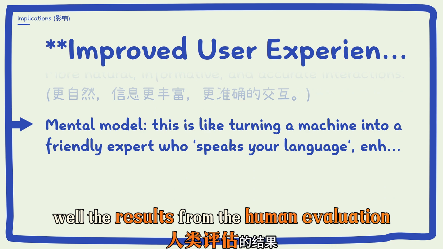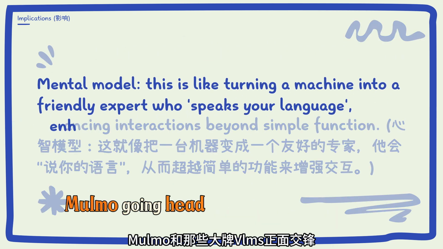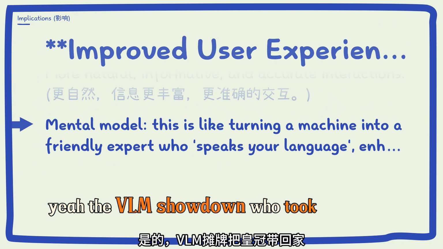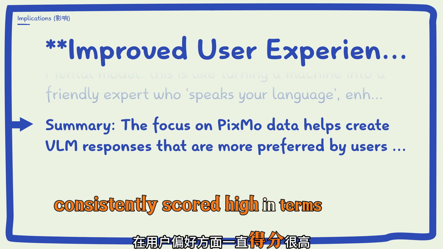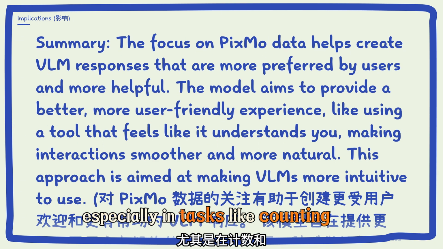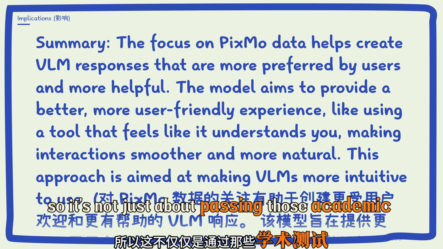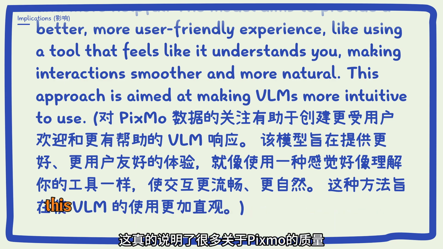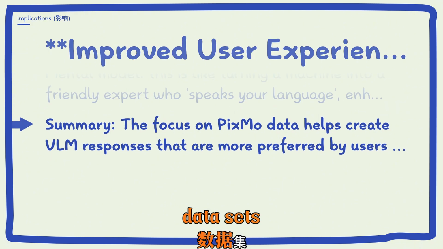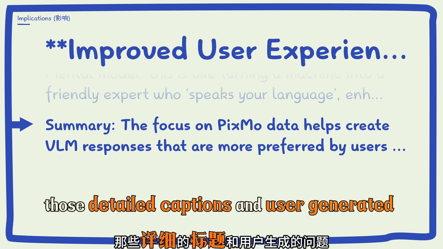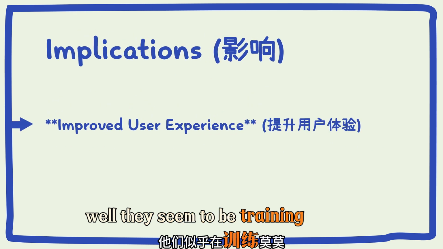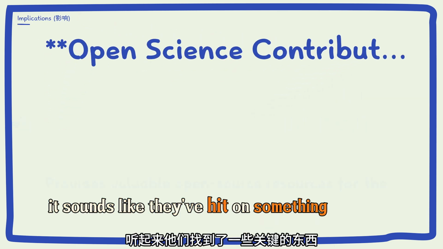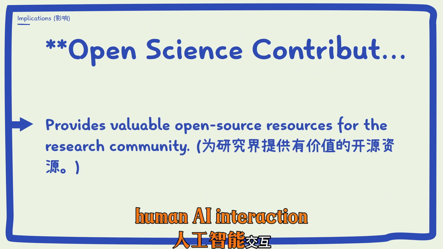Well, the results from the human evaluation were particularly interesting. Remember Molmo going head-to-head with those big-name VLMs in a sort of popularity contest? Yeah, the VLM showdown. Who took home the crown? Molmo consistently scored high in terms of user preference, especially in tasks like counting and image description. So it's not just about passing those academic tests. It's about giving answers that real people find useful and engaging. Exactly, and this really says a lot about the quality of those PixMo datasets, those detailed captions and user-generated questions. Well, they seem to be training Molmo to communicate in a way that really resonates with humans. It sounds like they've hit on something crucial for human-AI interaction.